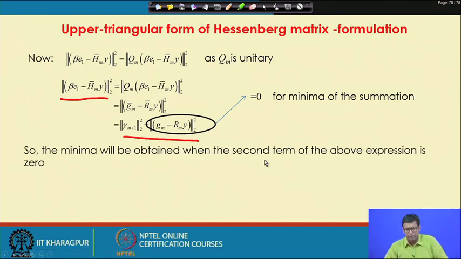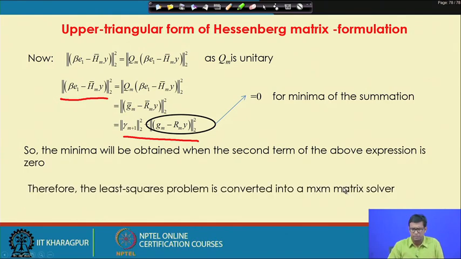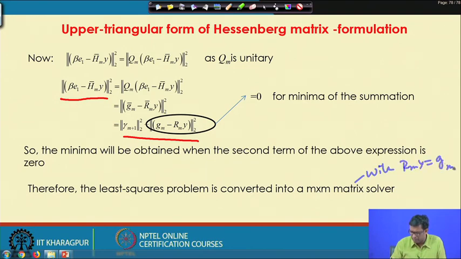So, the minima will be obtained when the second term of the above expression is 0. Therefore, the least squares problem is converted into an (m+1) into m matrix solver with Rm y = Gm, and Rm is upper triangular. So, we only need the backward sweep of the Gauss elimination method to solve this equation.